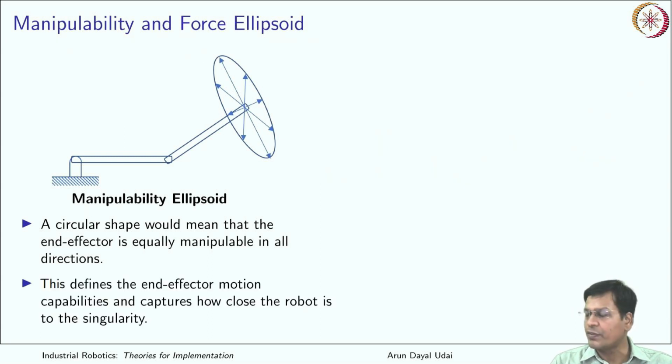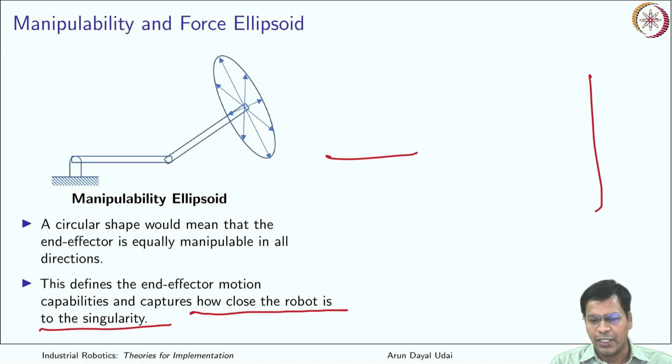This defines the end effector motion capabilities and captures how close the robot is to singularity. If you see this or this, that is at the end, the complete outside and complete inside boundary, so it is almost singular. So this also captures that essence. So that is what is here.